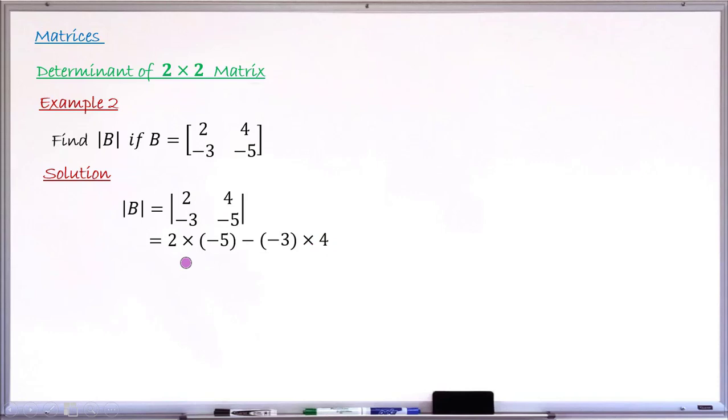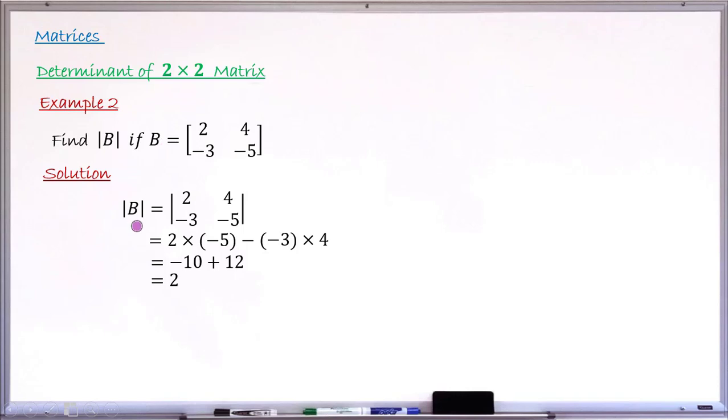So I'll now do the multiplications. 2 times minus 5 gives me minus 10. And minus 3 times 4 gives me minus 12. And I have another negative outside, so that makes it positive 12. So minus 10 plus 12 gives a result of positive 2. So this will now be the determinant of this very matrix B.